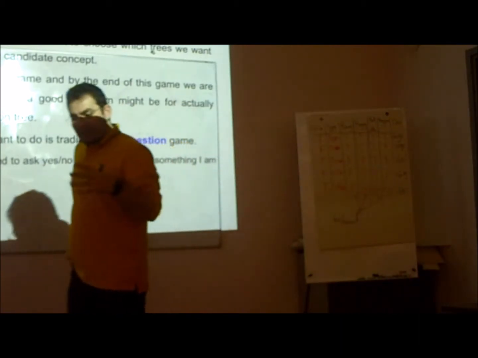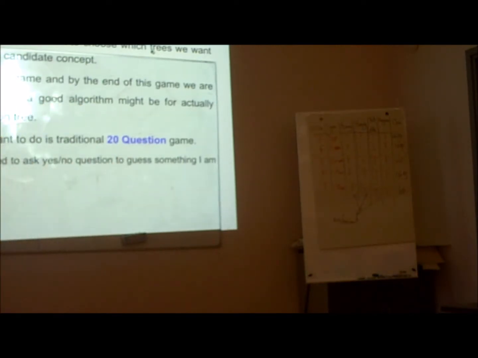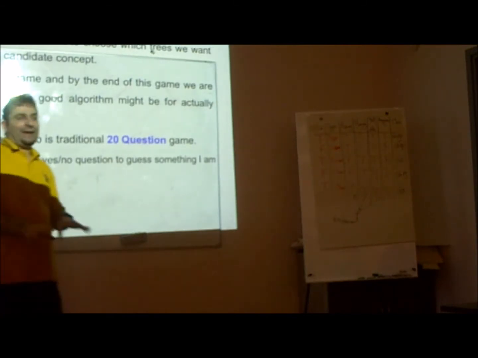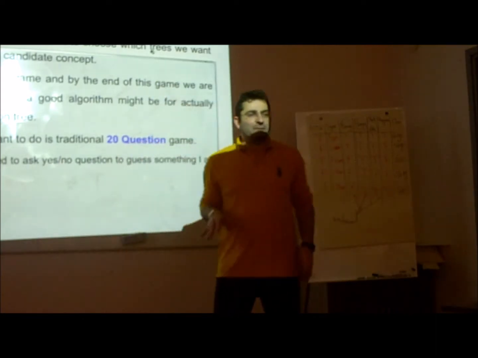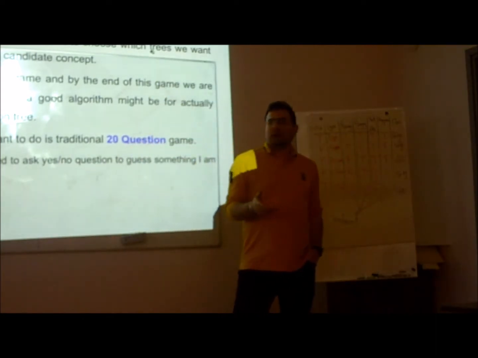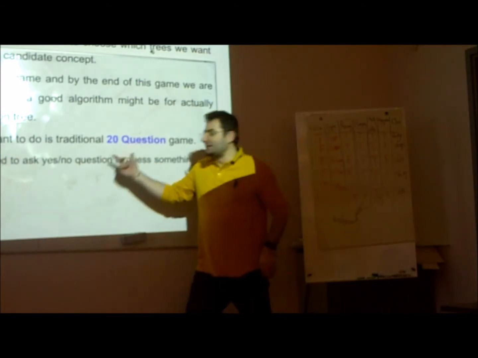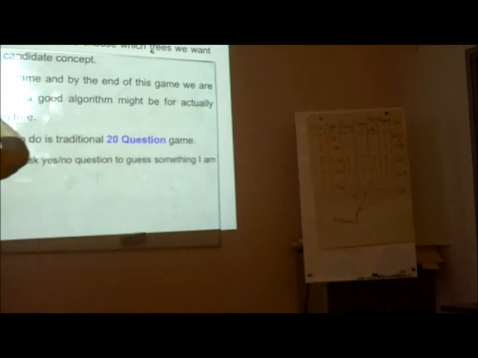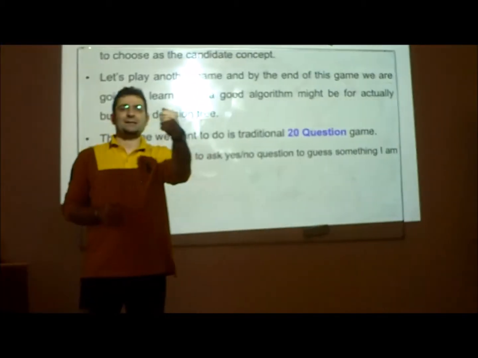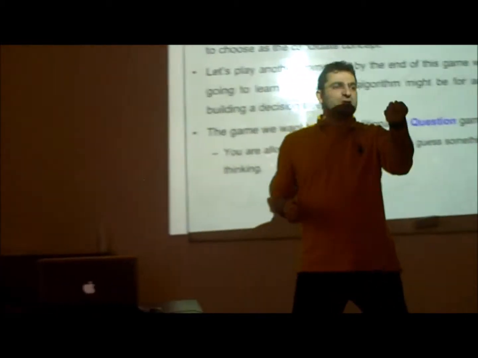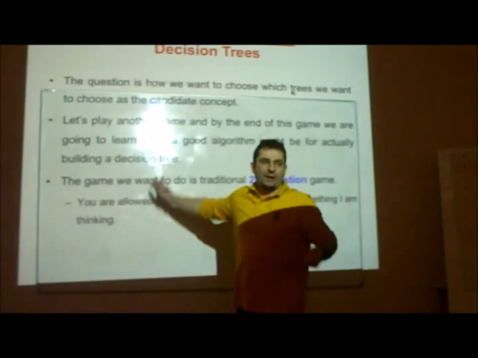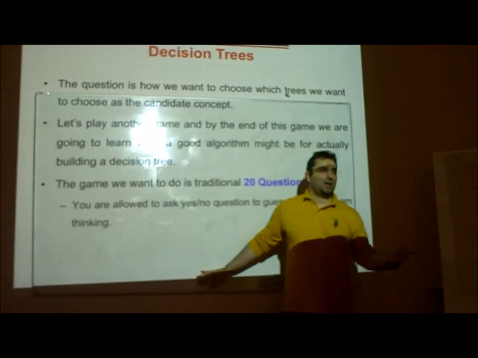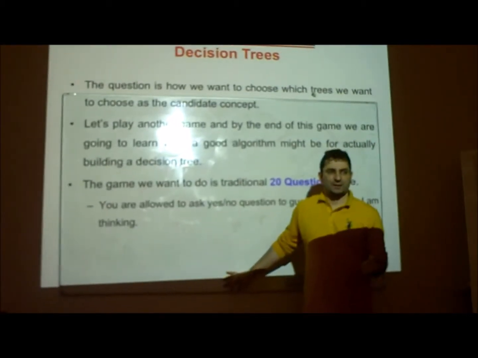So in other words, if I have multiple decision trees for one set of instances, which of those decision trees is the best? In order to do it, we want to play a game, okay? And the game is a very well-known game, and it's called 20 Questions. Basically, I pick something in my mind, and you will ask me yes/no questions. You have 20 choices, so you ask yes/no questions, and by the end, either you will be able to guess what I thought, or you cannot guess what I thought, okay?